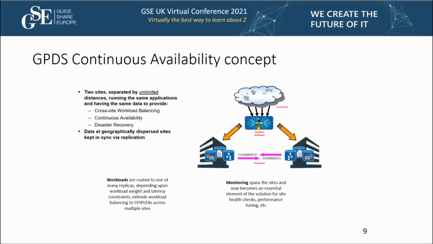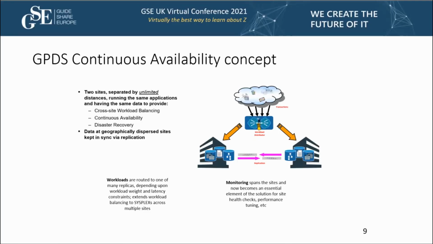Then I talked a little bit about GDPS continuous availability. This solution was born to respond to a specific need for a specific customer who needed more than what was offered by GDPS Metro Global. The need was that the sites are separated by a very long distance, making GDPS Metro not relevant for this situation. Both sites are running the same application and therefore work with the same data.